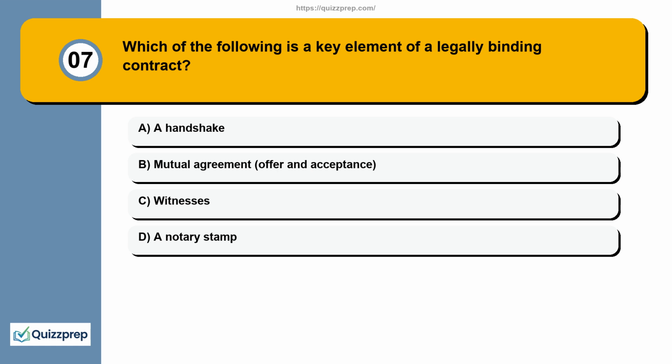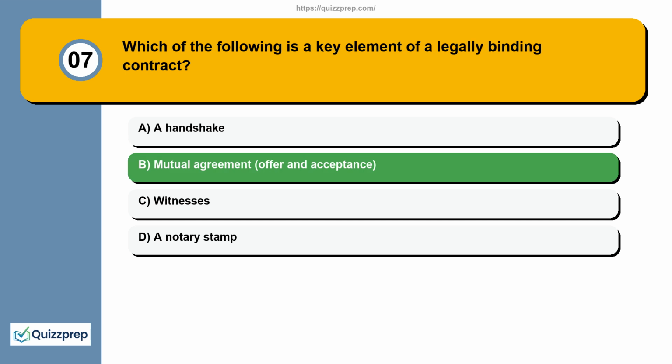Question 7. Which of the following is a key element of a legally binding contract? Here are your options. Option A. A handshake. Option B. Mutual agreement, offer and acceptance. Option C. Witnesses. Option D. A notary stamp. The correct answer is option B.